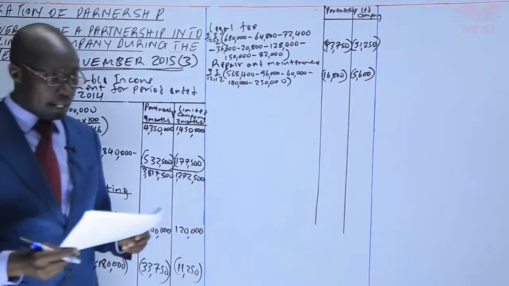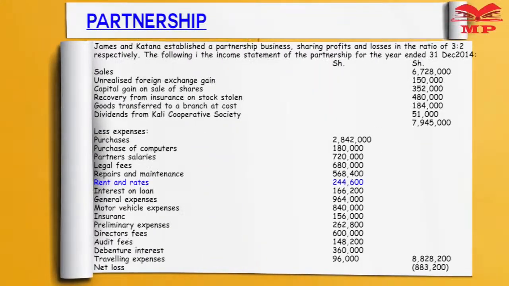And then we go back to the income statement. We continue looking for allowable expenses. After repair and maintenance, there is rent and rates. Rent and rates.